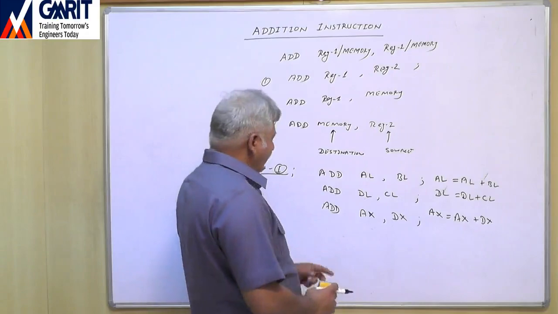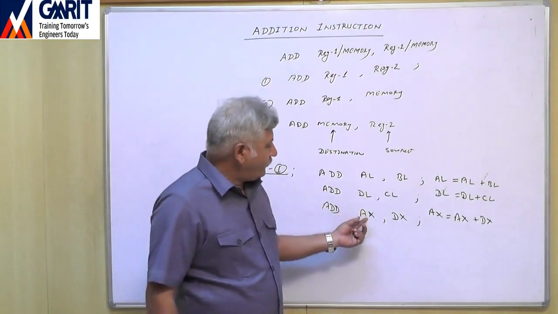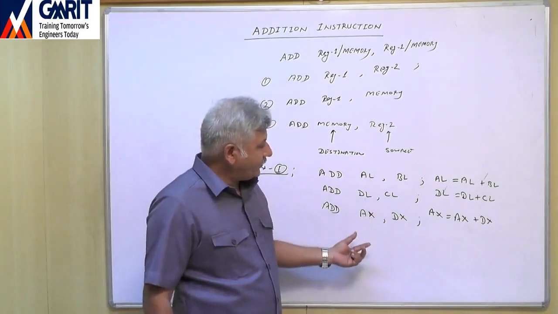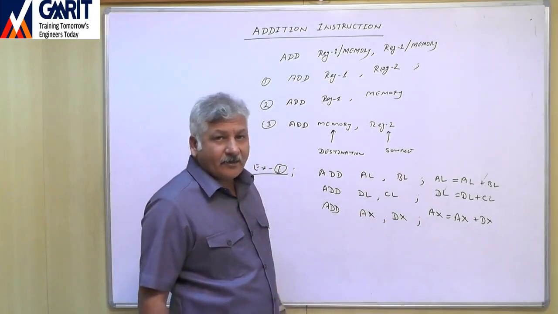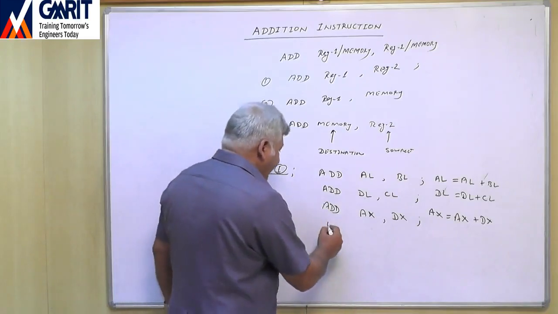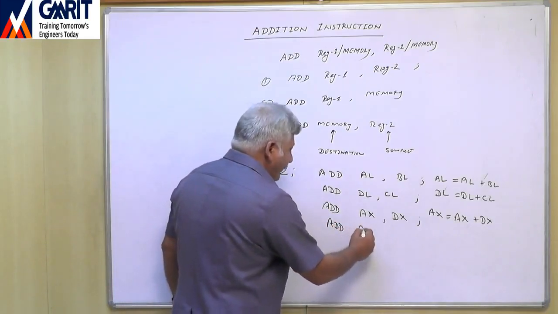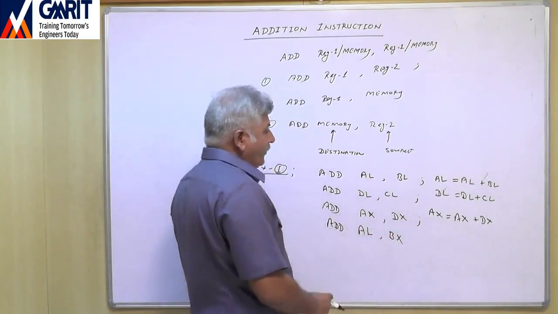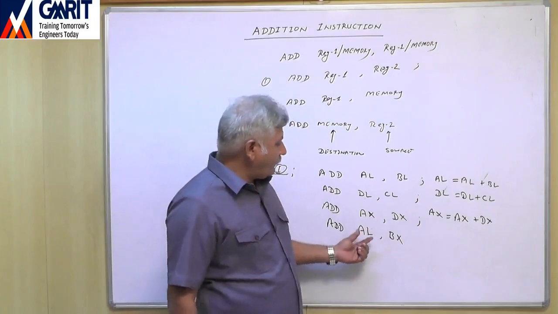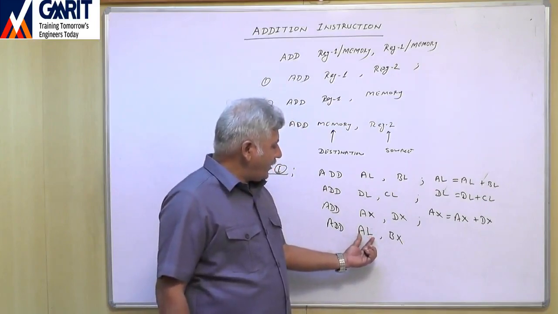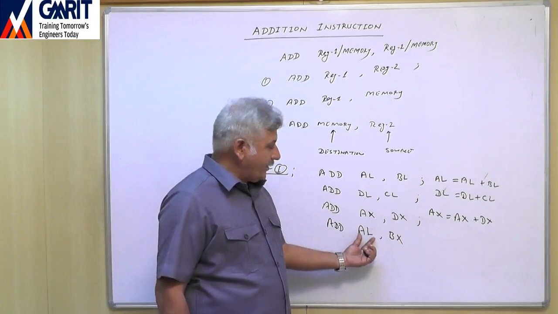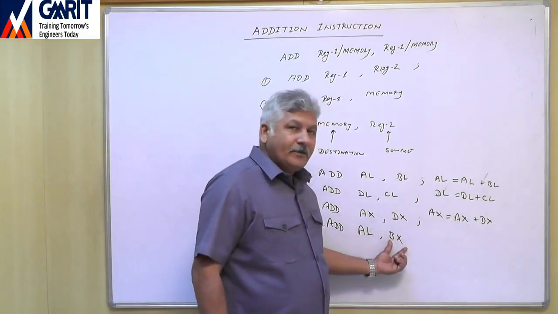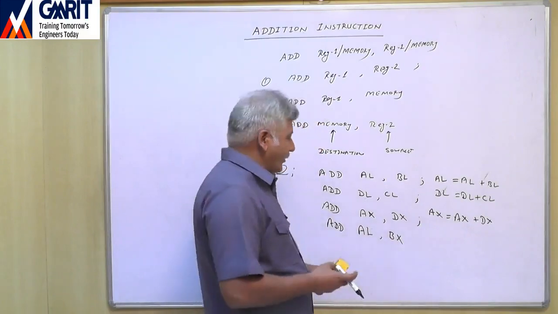So when we use the ADD instruction, if we are using registers at both source and destination, the size of the registers must be the same. We cannot write this instruction, ADD AL, comma BX. This will give an error, because here we are trying to add the value of the 8-bit register AL with the value of the 16-bit register BX. So this is not possible.